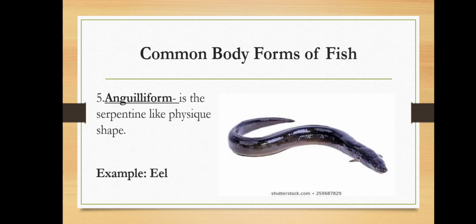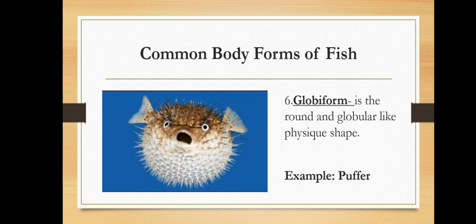It is described as a serpentine or eel-like body shape characterized by a long cylindrical body. Eels, exemplified by species like the common eel, showcase this adaptation, allowing them to navigate through water with a sinuous, snake-like movement. And lastly is globiform.